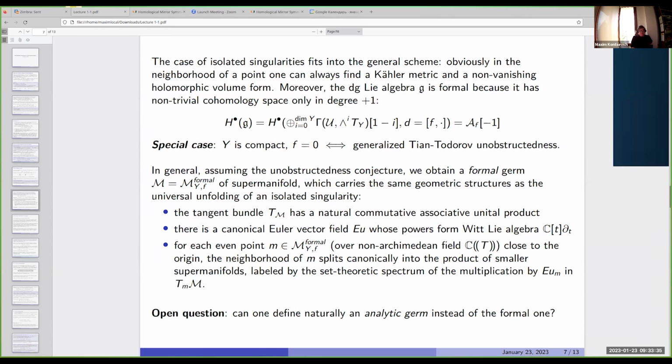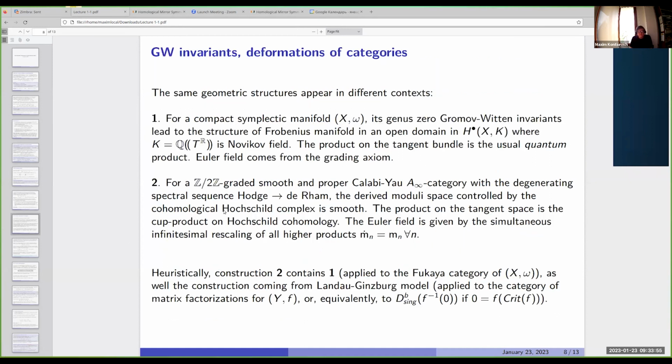Yeah, so deformation theory gives only a formal manifold, and as I discussed, in case of isolated singularity, we actually get germs, and this is an open question: can we define naturally an analytic germ in such a situation? It's about the formal one. Yeah, actually, this situation when I get a product, an Euler field, and splitting locally into a product of smaller varieties appears in different contexts.